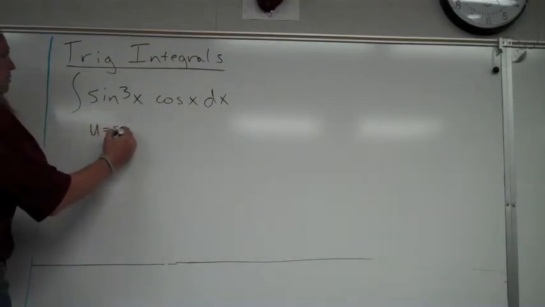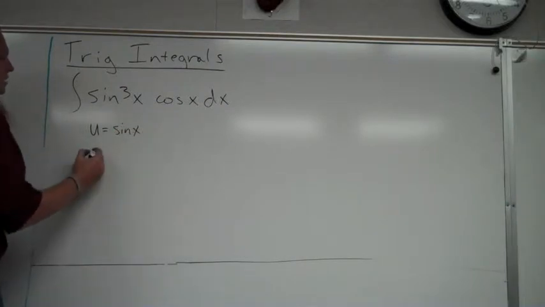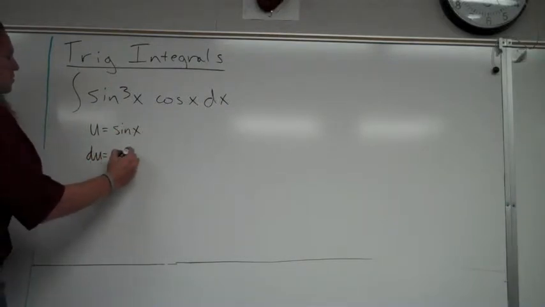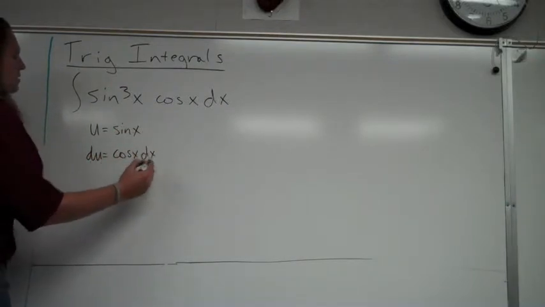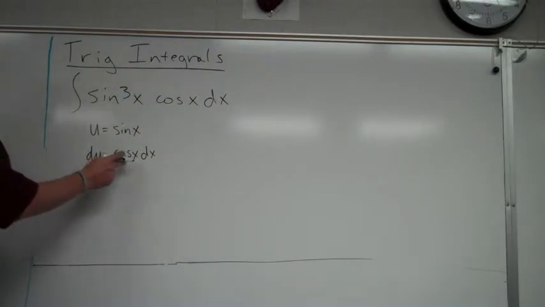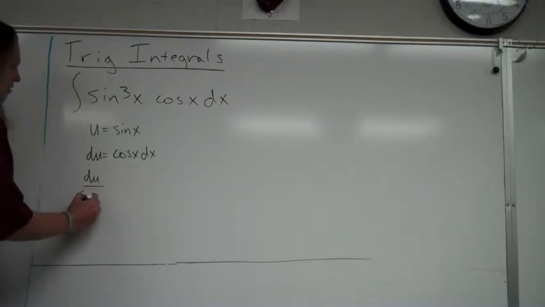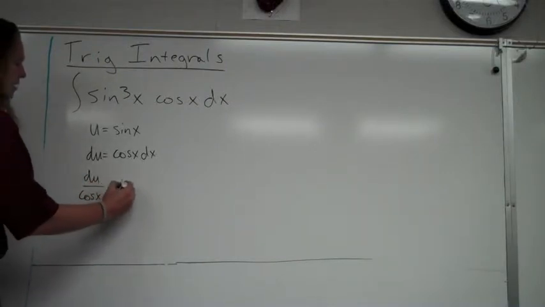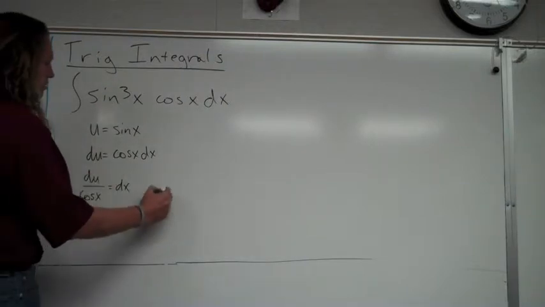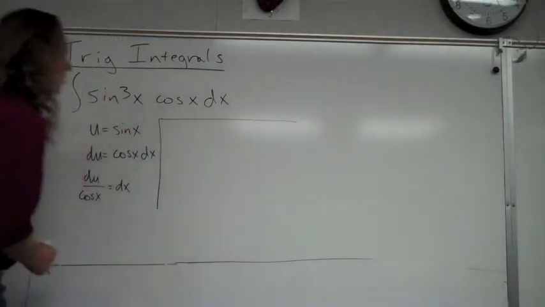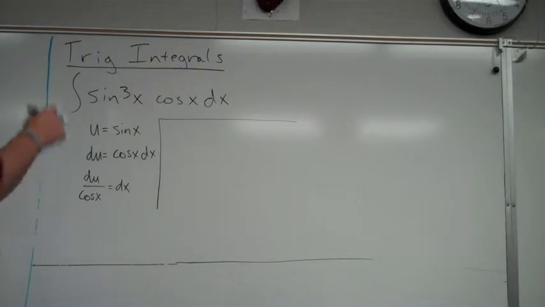So u equals sine x. So then I get du is equal to cosine x dx. And I'm going to divide by cosine x to solve for dx. So we'll get du over cosine x is equal to dx. And if you're not sure of this u sub thing, you can check the video on u sub, and that will help refresh your memory.